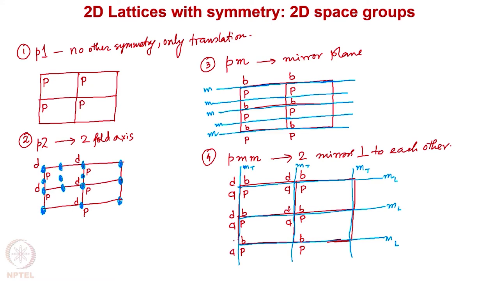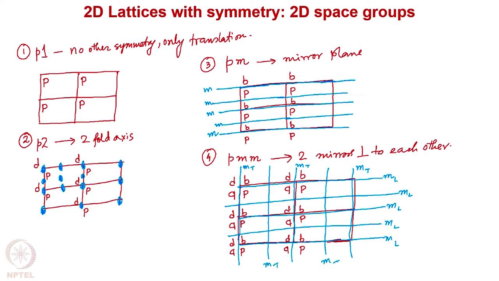One can complete all these by drawing the corresponding mirror images. So now what has happened, if you look at this particular drawing very carefully, first of all, because of the parallel MLs that we have here, we have generated one additional longitudinal mirror here through the middle of the unit cell, and one transverse mirror through the middle of the unit cell as well, perpendicular to that. So this diagram completes the PMM.